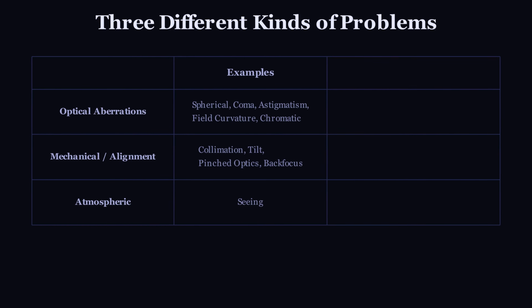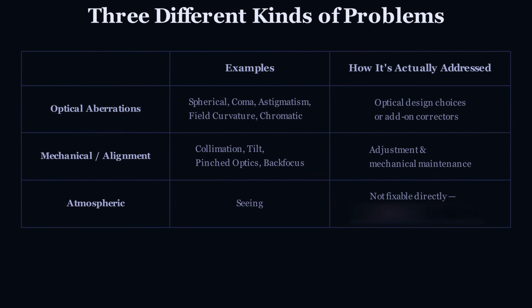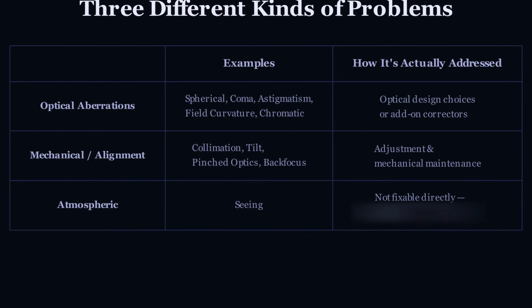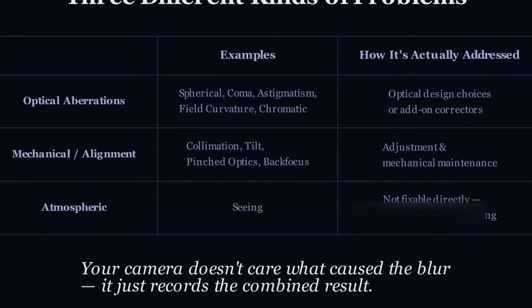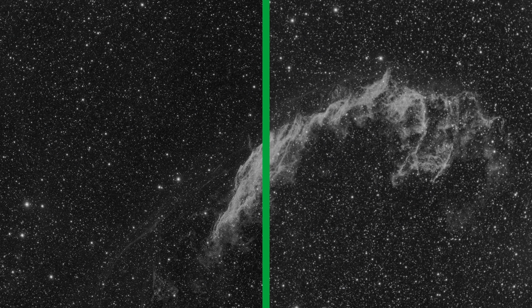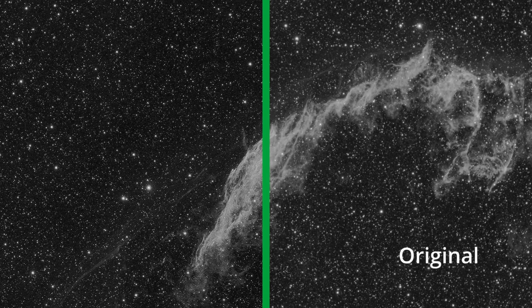And then there's seeing, which isn't really an optical aberration at all, but your camera doesn't care what caused the blur. It just records the combined result. What makes diagnosing aberrations problematic is any of the aberrations I just mentioned are also combined with seeing. They can also be combined with each other.